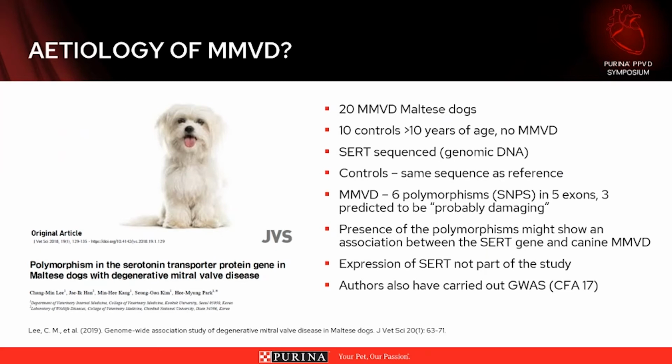But in mitral valve disease, there were a number of different polymorphisms, single nucleotide polymorphisms in 5 exons, and 3 were predicted to be probably damaging. So it could be that there's this association between the SERT gene and mitral valve disease, but it doesn't look like a causal mutation, because this wasn't just one mutation. The authors actually went on and did a genome-wide association study, and they identified a locus on chromosome 17, but this is different from where the SERT gene is encoded, which is likely to be chromosome 9.